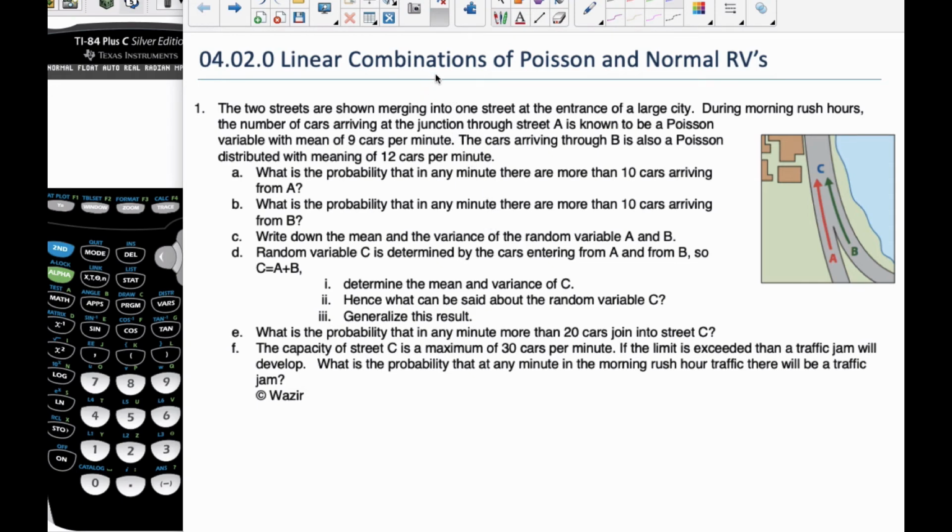Today we're going to talk about linear combinations of Poisson and normal random variables. So take a moment, read this problem, and get a sense of what's going on. Once you've done that, you'll recognize that going into intersection A, we know it is a Poisson variable with a mean and variance of 9. And B is also a Poisson variable. The cars going in from B are going in at 12 cars per minute.